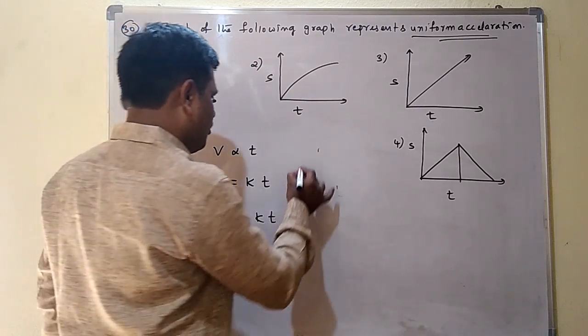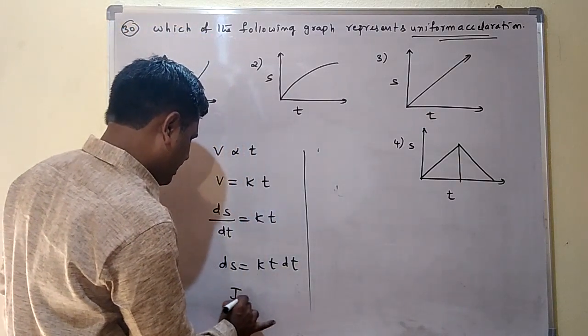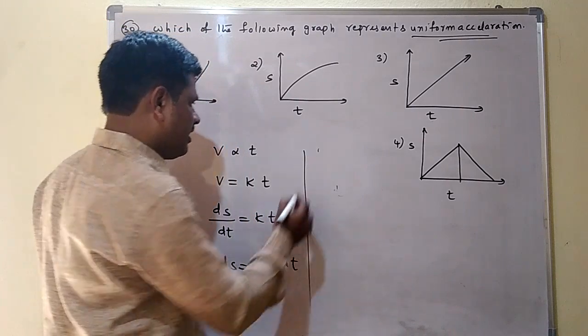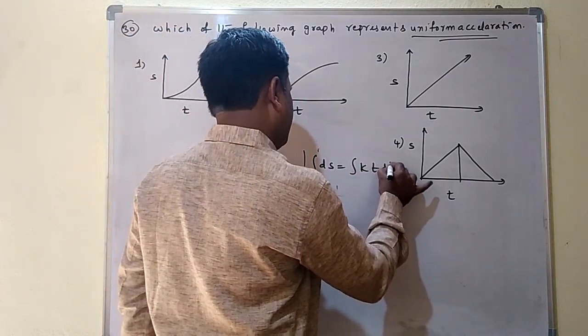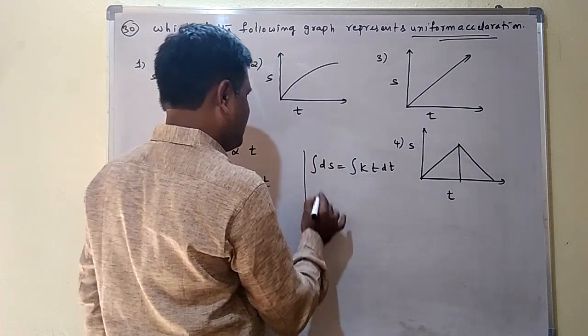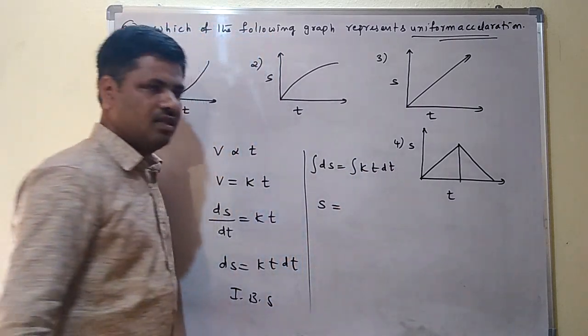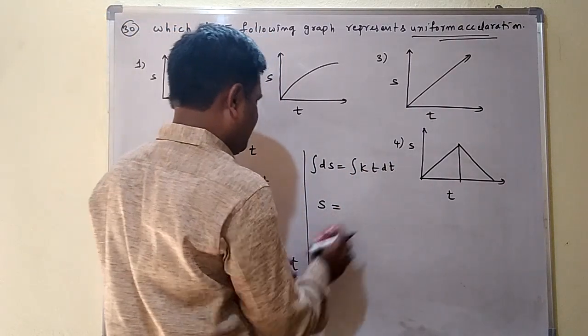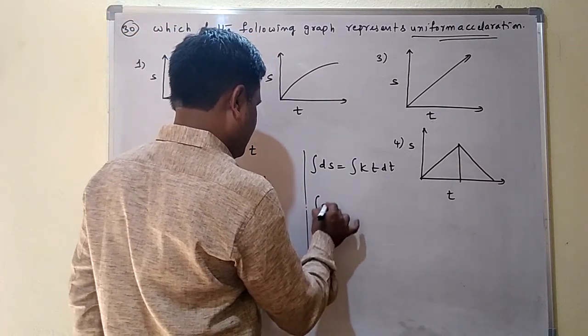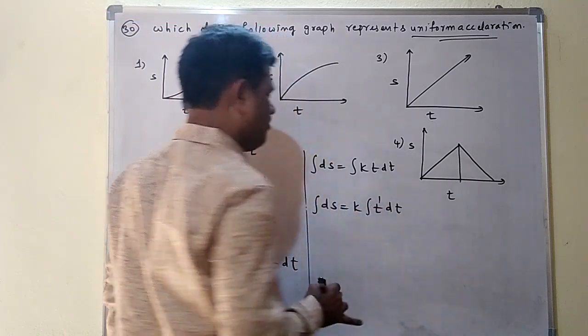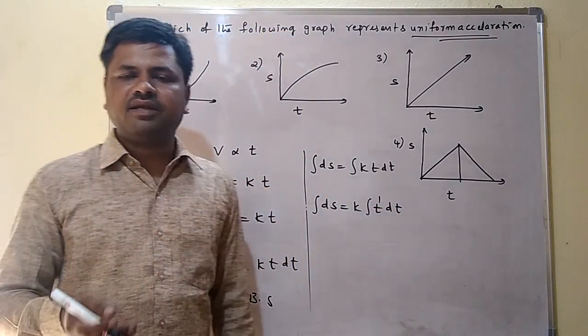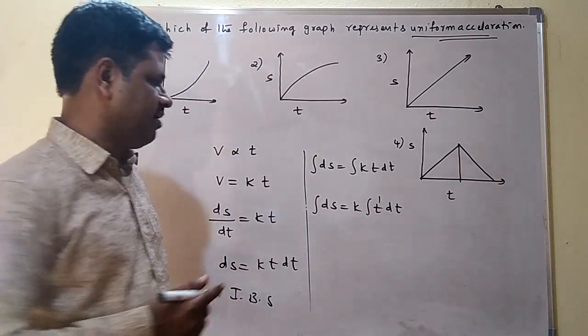Now integrating on both sides. Integrating on both sides means the integration of ds is equal to k t dt. Integration of ds is equal to s. Here k is constant. Taking k outside, integration of t dt means t power of 1. Integration of x power of n is x to the power of n plus 1 by n plus 1.